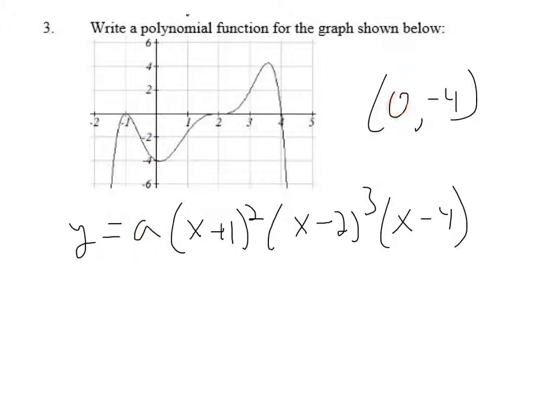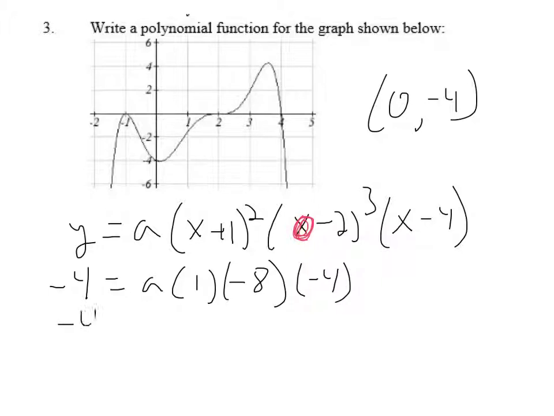So when x is 0, every place I see an x, I'm going to substitute in 0. Then y is negative 4, and then I'm going to solve for a. So negative 4 equals a times, let's see, 1 squared is 1. Now if I substitute in 0 for x, that becomes negative 2, and negative 2 to the third power is negative 8. And then I'm going to replace this x with 0, and 0 minus 4 is negative 4, and that's not being raised to a power, so that's negative 4. So that gives me negative 4 equals a times positive 32.